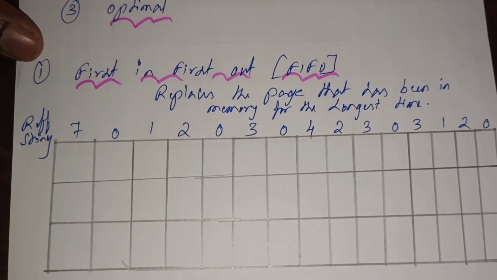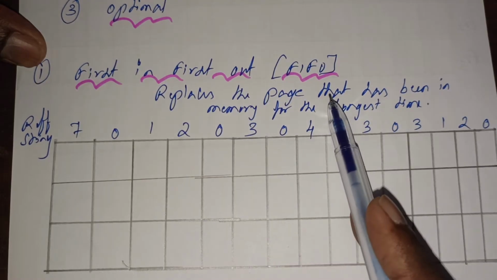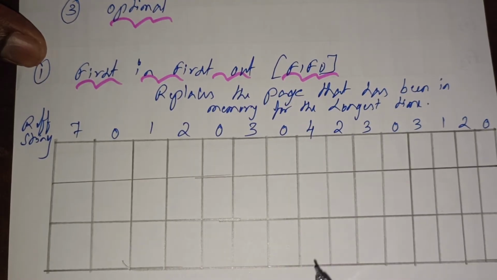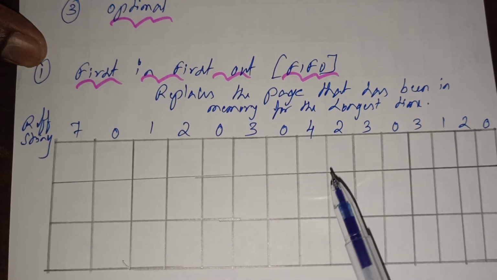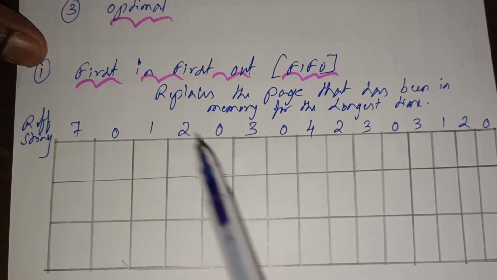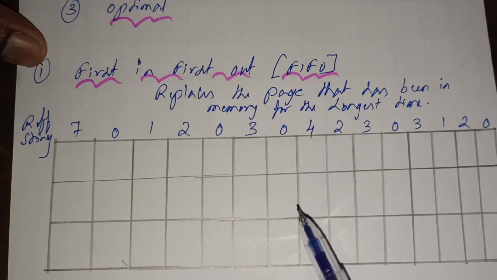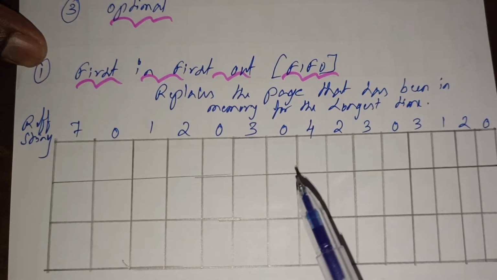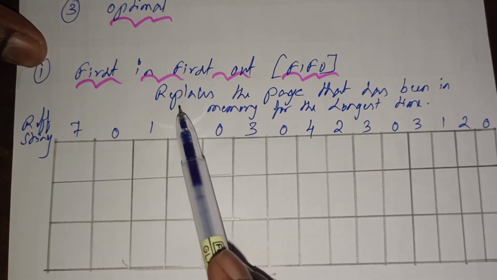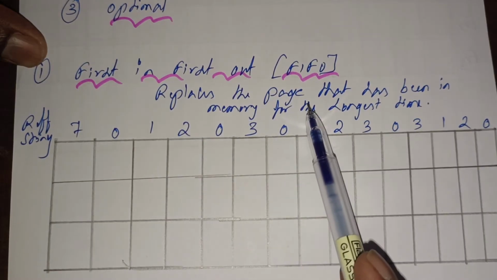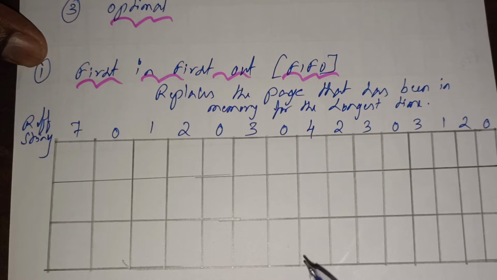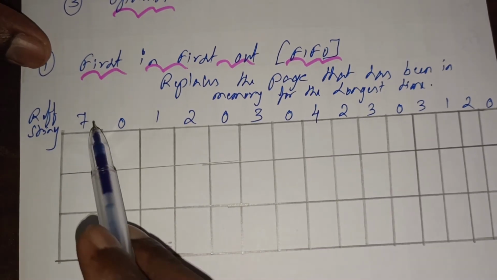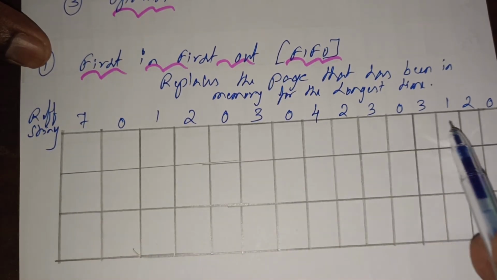Basically, here the first in first out algorithm is working. It's the simplest page replacement algorithm. In this algorithm, the operating system keeps track of all the pages in memory using a queue, and the oldest page, at the front of the queue, will be replaced. That is why I have written here: it replaces the page that has been in memory for the longest time. You can see that these are all the strings requested by the CPU.